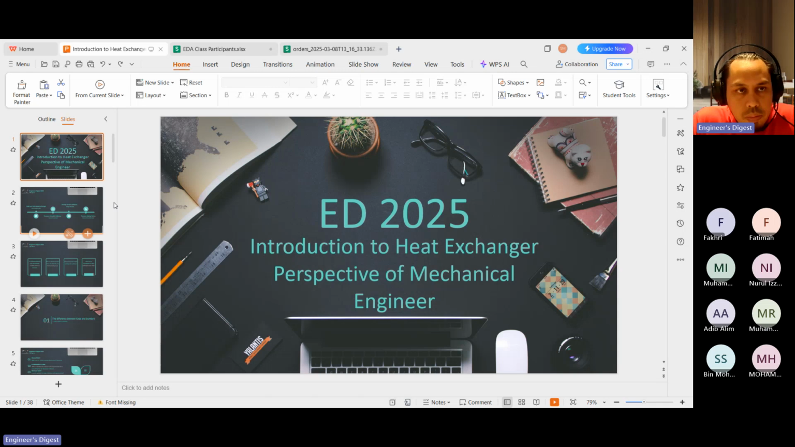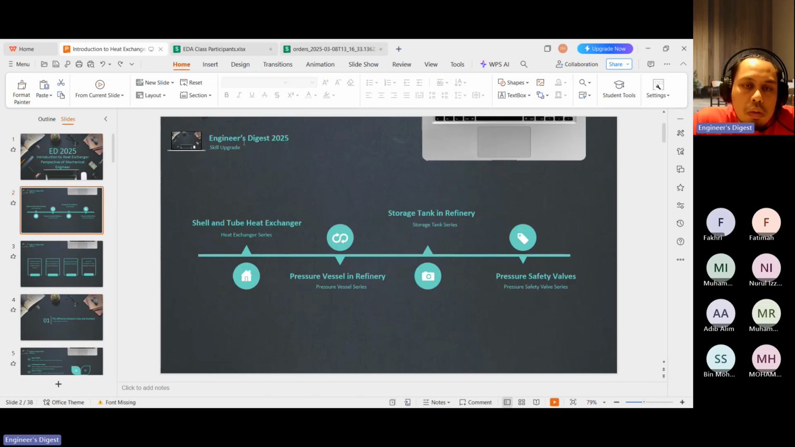Okay, let's start. This is just to tell you that for Engineers Digest, this is our focus for 2025: shell and tube heat exchanger. We will have a few series on this, especially on TEMA code and UHX as well. Then we will move to pressure vessel, then storage tank, and then pressure safety valve. This is the plan for this year. It could spill over to next year, but we'll try to complete it this year.